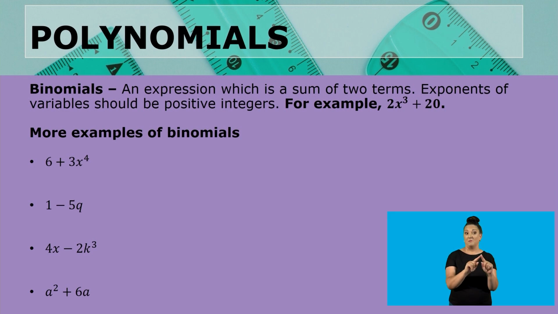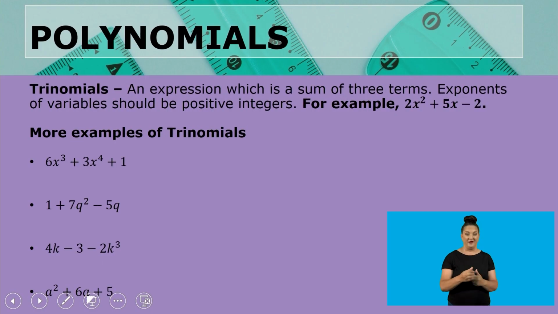Exponents of variables should be positive. For example, 2x cubed plus 20. Two terms only. So more examples of binomials. We have 6 plus 3x exponent 4. We have 1 minus 5q. We have 4x minus 2k cubed. And we have a squared plus 6a, only two terms.